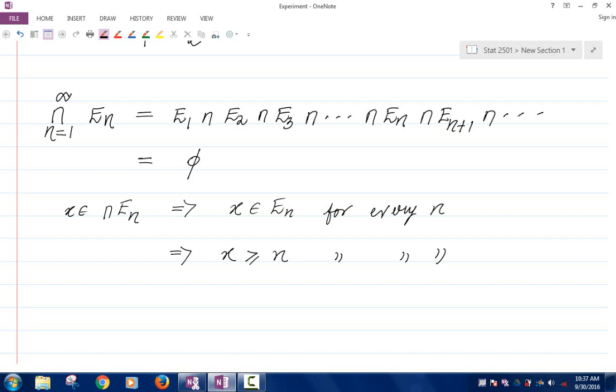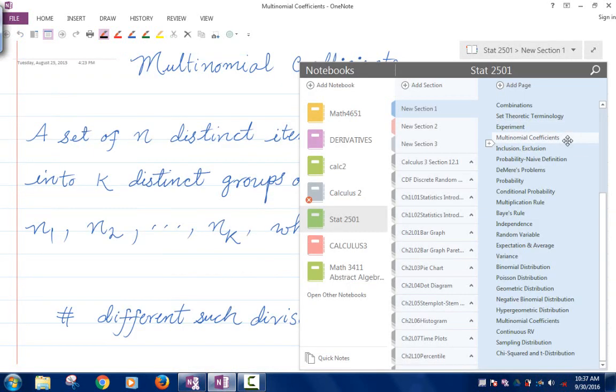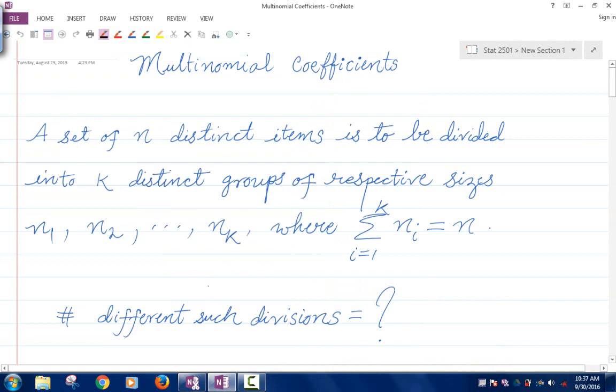Okay, so next topic, we will change the topic a little bit. We'll go back to a specific counting problem again, and this topic is on what we call multinomial coefficients.